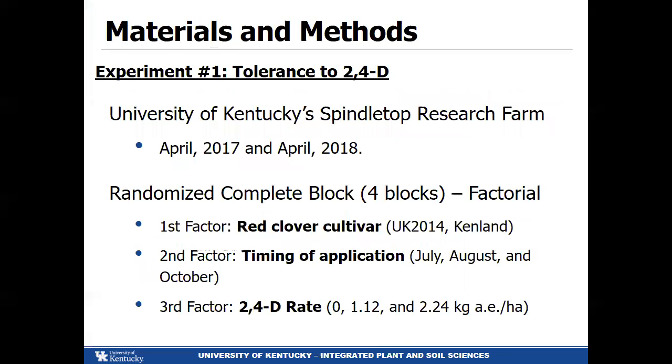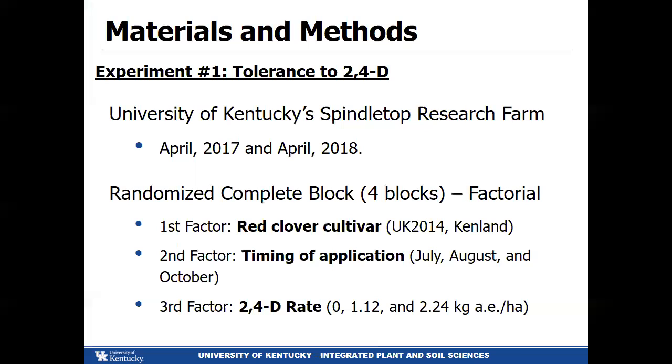For each objective, we used a different study. The first study is the tolerance to 2,4-D. The clover was seeded in monoculture in both April 2017 and 2018 at the Spindletop Research Farm, so there was repetition in the year. We utilized an RCBD in a factorial arrangement with four blocks. The first factor was the clover cultivar, so we had UK and Kenland.